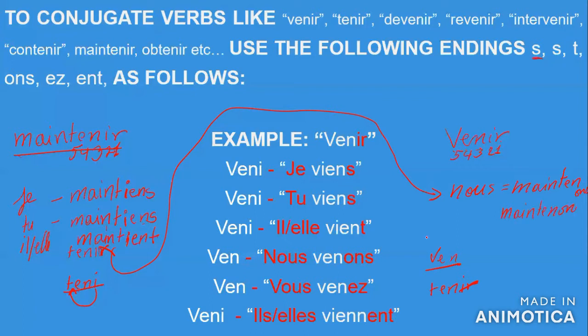You see this? Then vous, you are going to do the same thing forward. Maintenez. All right. Then the last one, you will do the same thing as je, tu, il, and elle. But in that case, you have to double your N, right? So now that's why you will have ils, elles maintiennent.